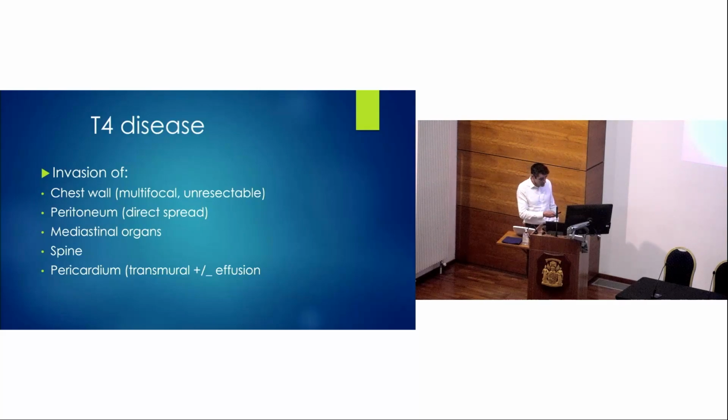So T4 disease, the most advanced level of disease that we describe at imaging, and again, it's more extensive invasion of normal structures like the chest wall. So if you've got invasion of the chest wall, it's multifocal, and unresectable, it's T4. If it's spread into the abdomen and into the peritoneum by direct spread, if it's into the mediastinal organs like the trachea or the esophagus or the heart, if it's into the spine, and as I say, if it's transmural spread through pericardium. So I'll show you a couple of quick examples here.